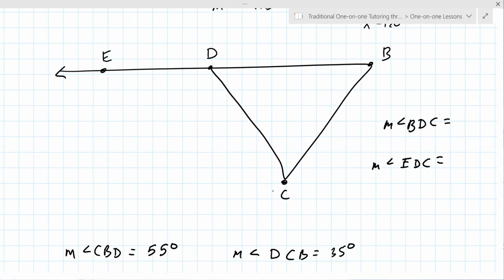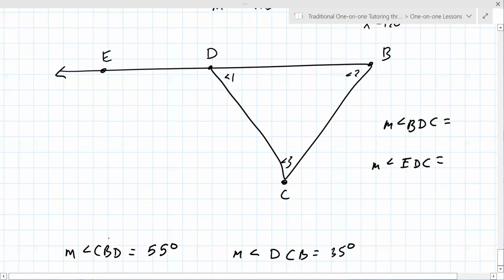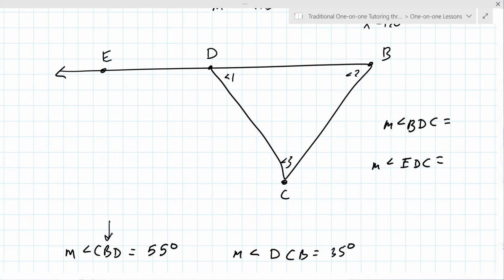Okay, so CBD is 55 degrees. And which one is that? Is that angle 1, angle 2, or angle 3? I think angle 3. So the middle letter is the vertex. Should be B. So then it would be number 1. The middle letter is the vertex. So where's B? B is right... Oh, number 2. Yes. That's 55 degrees.